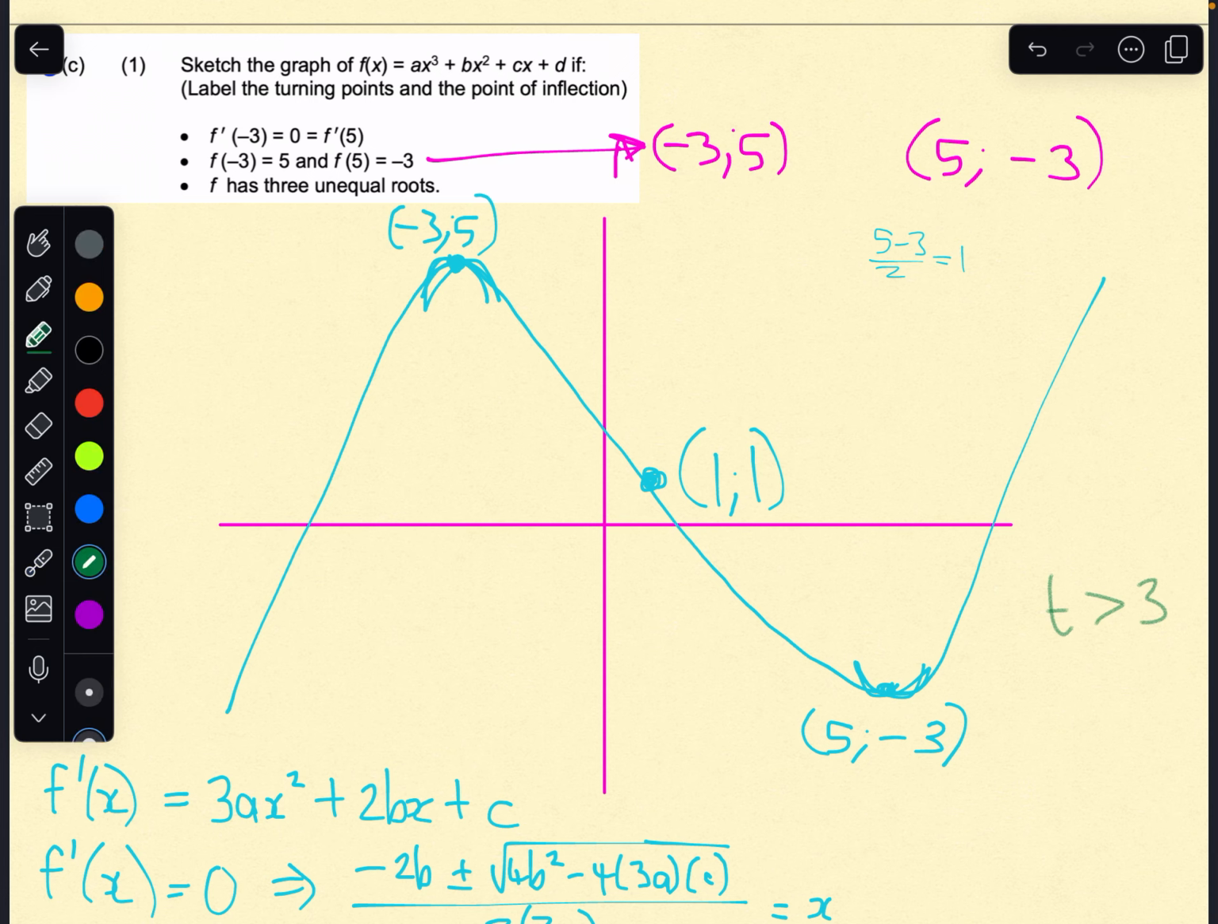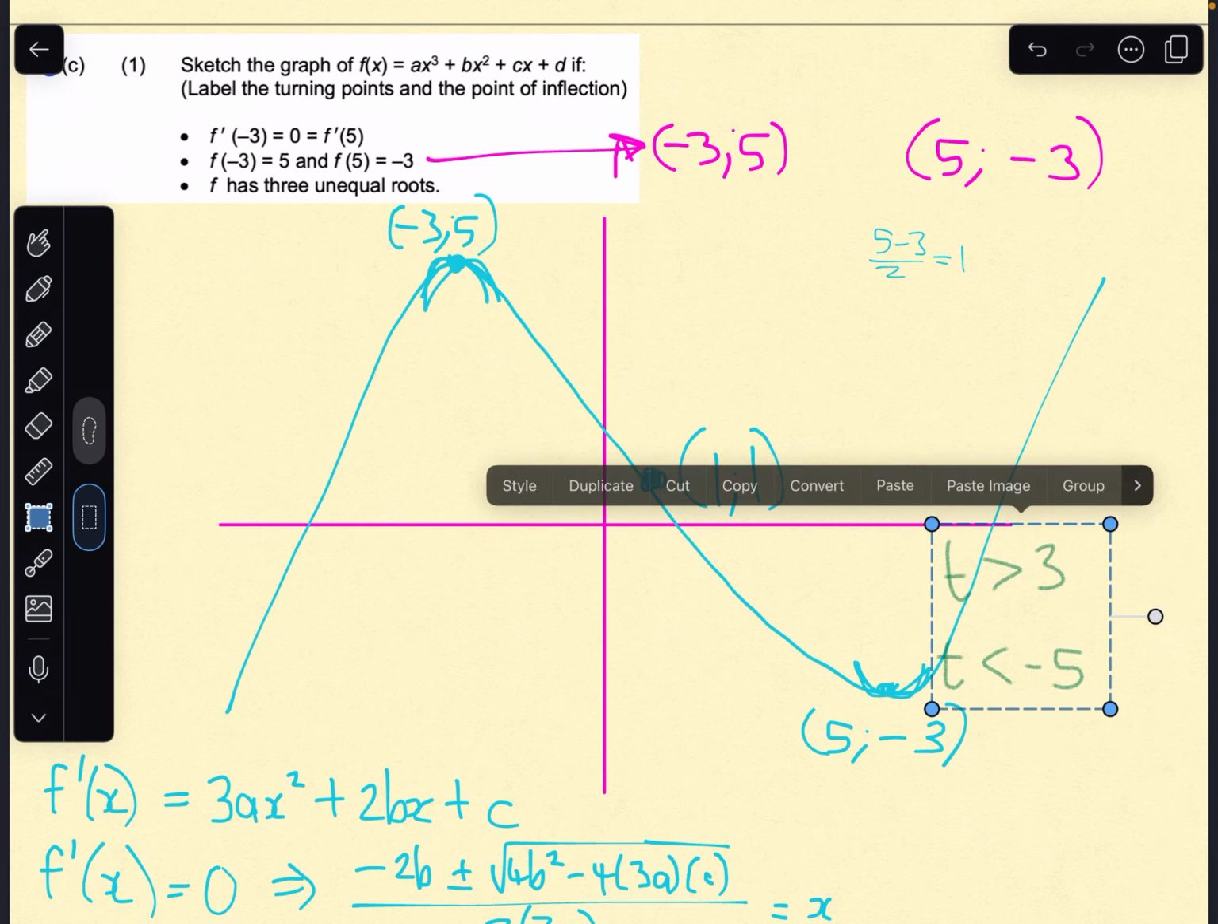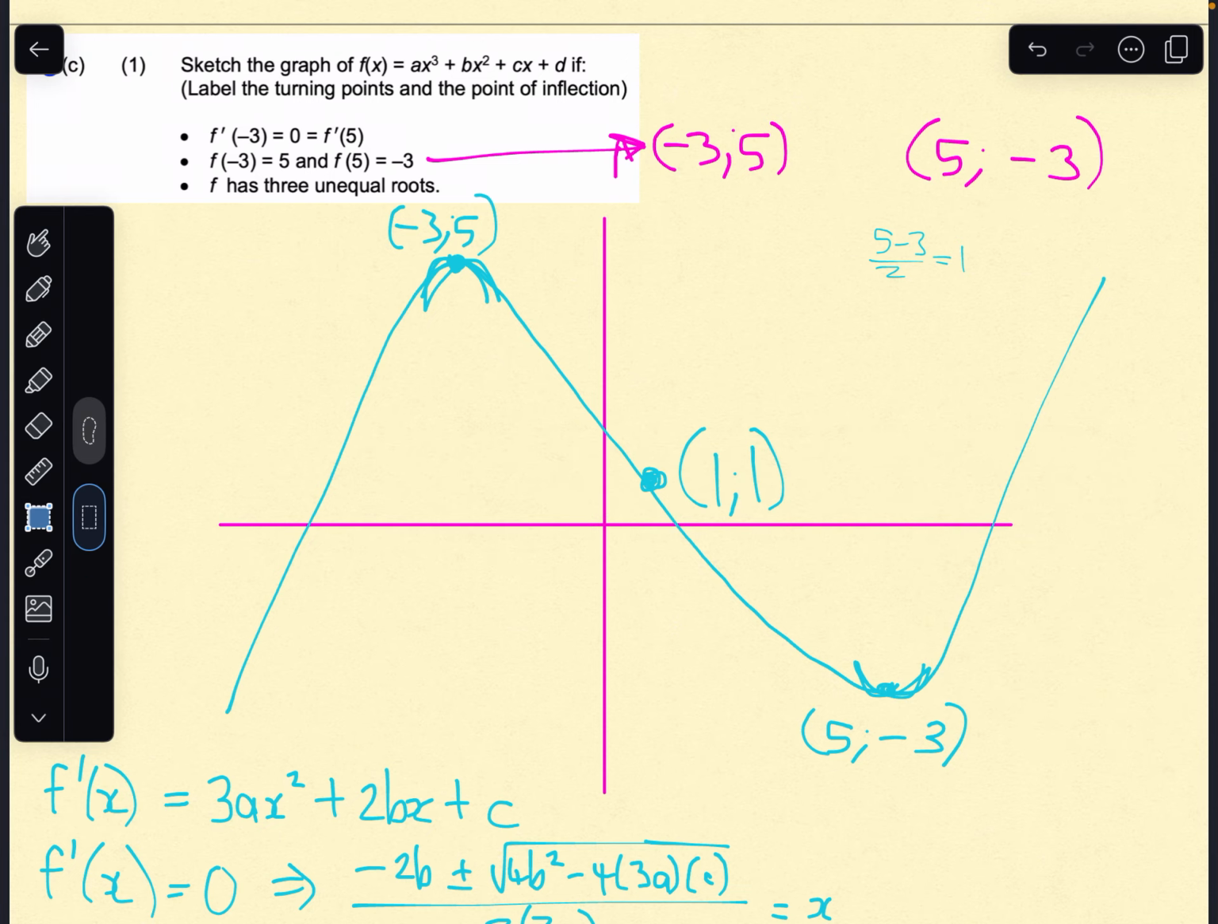So the way that we can write that is t must be anything less than -5, because then we're becoming more and more negative, pulling the curve further and further down, so that this turning point is lower and lower, further and further below the x-axis. So these are our two answers. Good.